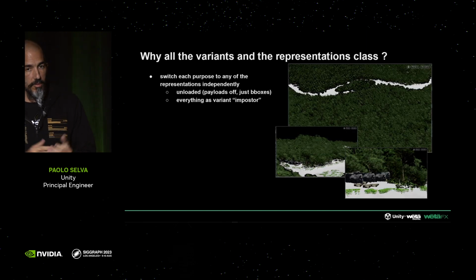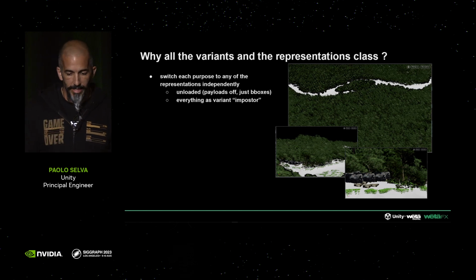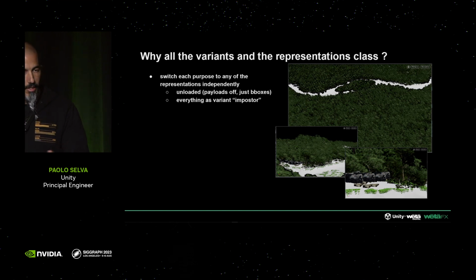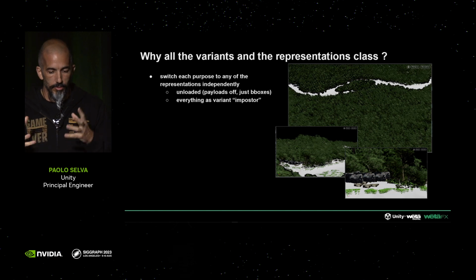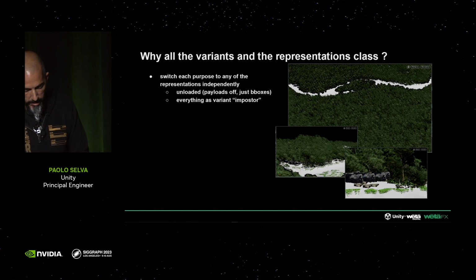We could say that we can use imposters as our lowest representation for an asset. It's very good for a far distance. You can see a forest, kinda. But when you start getting closer, then you don't actually see the assets. You see those sort of cards, camera facing.